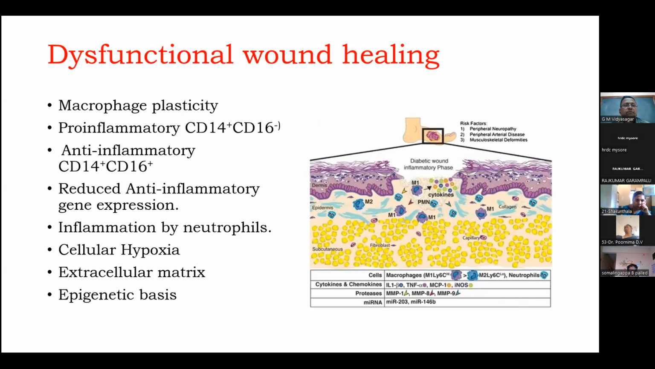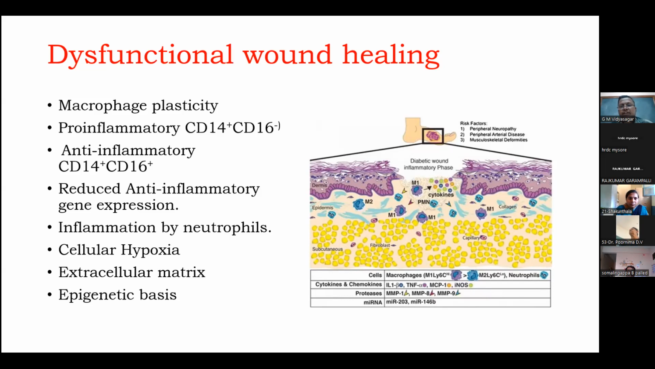Then dysfunctional wound healing. So here we have different stages of wound healing. So macrophage. Wound generally in the diabetic cases is not healing properly. There are several reasons for this. The most important reason is the macrophage plasticity. Macrophage is one of the most important components of blood, which has got lots of plasticity. It changes with different environments, internal environment particularly, and acts differently.